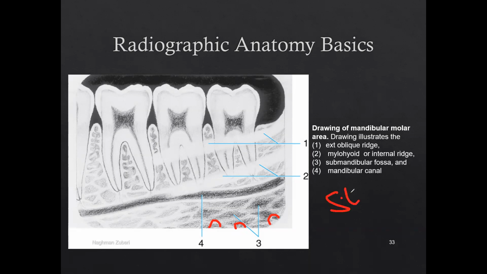Don't call those Stafne cysts now. We used to call those Stafne cysts, but they are now called Stafne defects. Remember that. During development, inclusion of the salivary gland leads to the formation of those. They are never above the inferior alveolar canal.